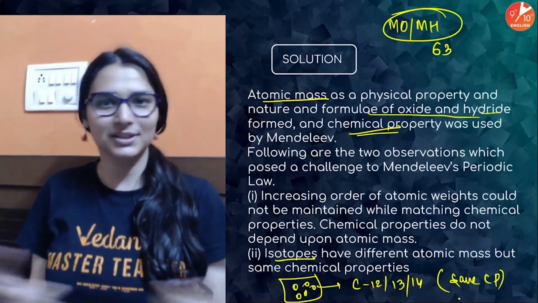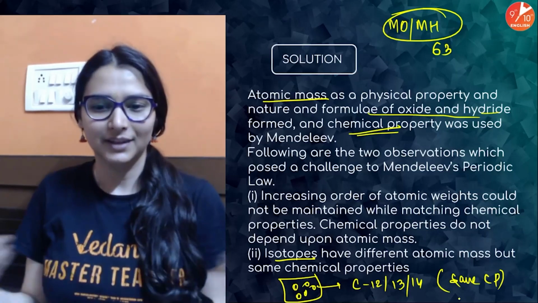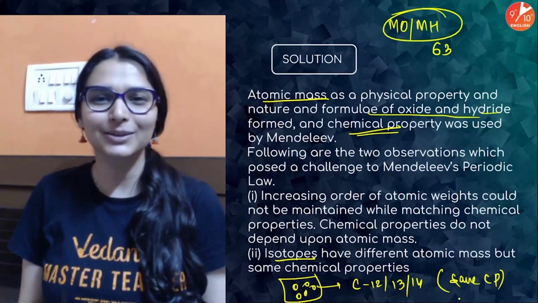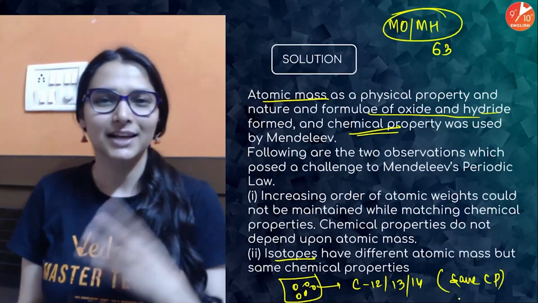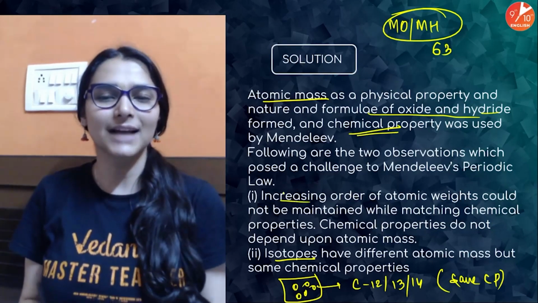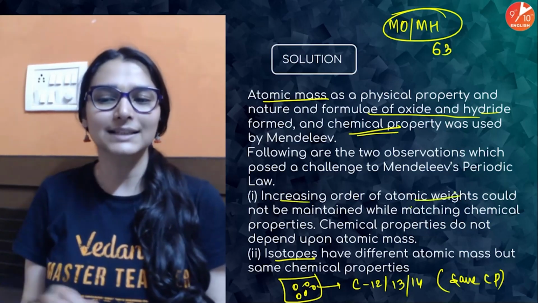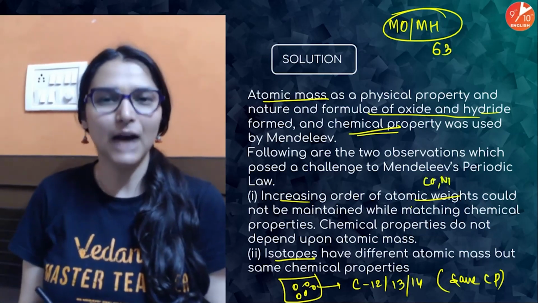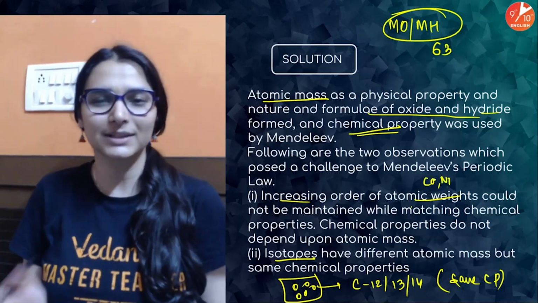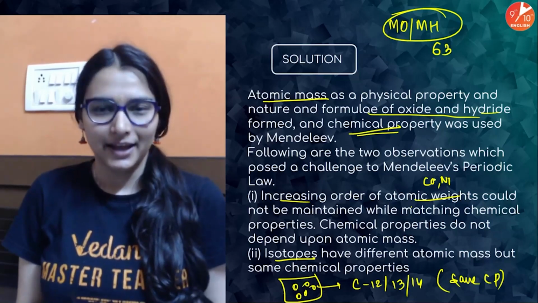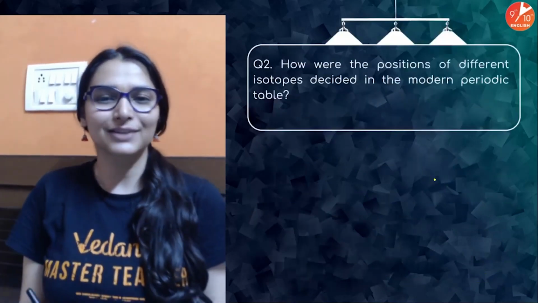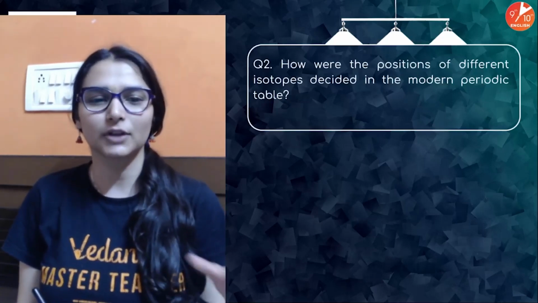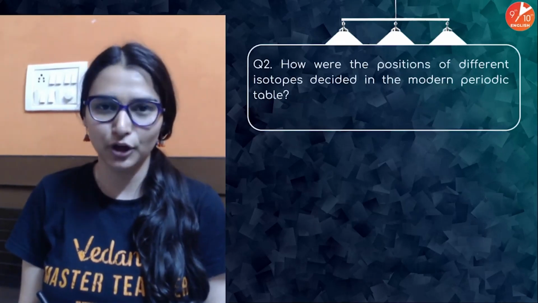So because of mass, they should be kept far apart, okay? But that will impact the properties. It was not resolved by him, and there were some wrong orders of atomic masses given. For example, if you remember cobalt and nickel, here was the problem. Cobalt, with the higher mass, was coming before nickel, right? So there were some challenges that were left unclear with the introduction of the modern periodic table.